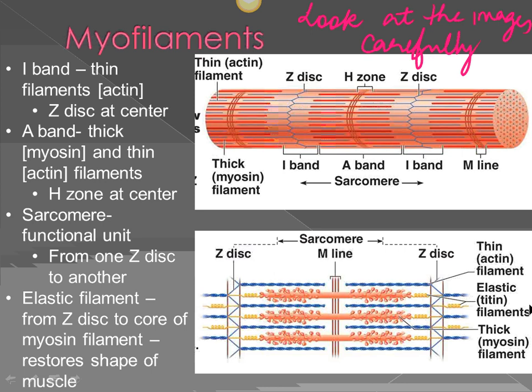And you also happen to have other filaments which, I mentioned, you don't need to worry too much about because it's there in the picture. Someone might want to know what these elastic filaments are. These are little filaments which are in the core of the myosin. They go right up to the core of the myosin and they help to restore the shape of the muscle. Remember, muscles can stretch and then come back to their original shape. So what helps it to come back to the original shape? It is this elastic filament. Okay? So that's why looking at these pictures becomes really, really important. So I want you to look at these images very carefully.